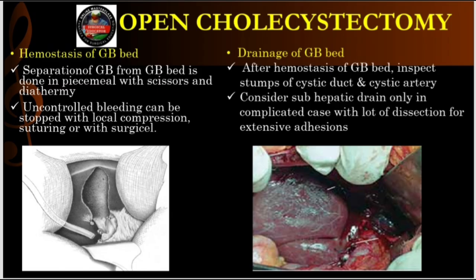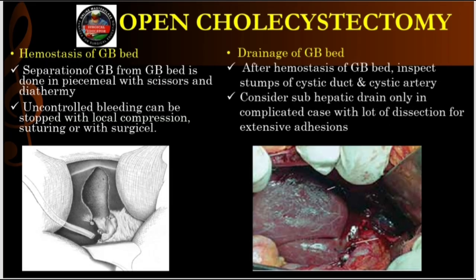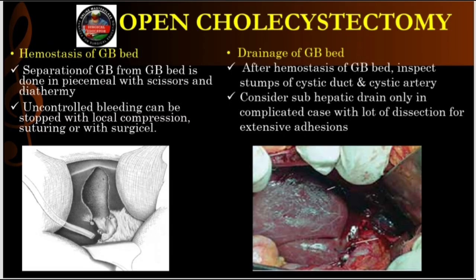Well, despite the careful use of thermal diathermy during the dissection, this large surface area can still ooze significant amounts of blood, especially if the patient's liver is inflamed. The slide dictates a tiered approach to stopping this bleed. The first line of defense is the simplest: local compression. Just putting pressure on the wound.